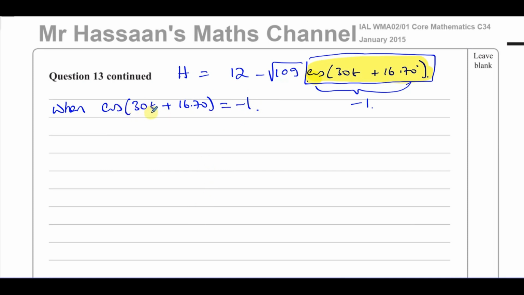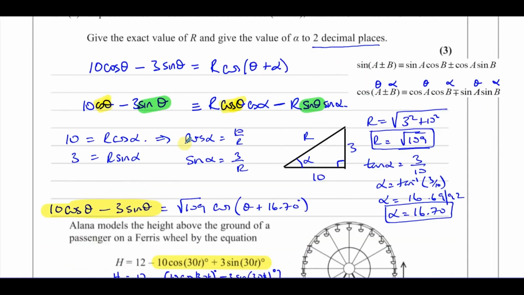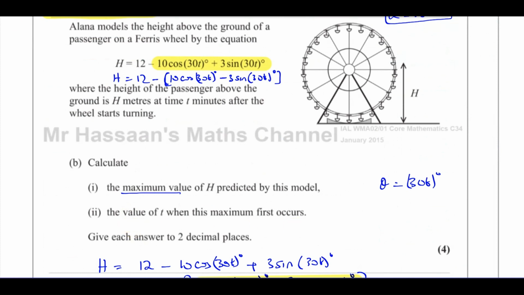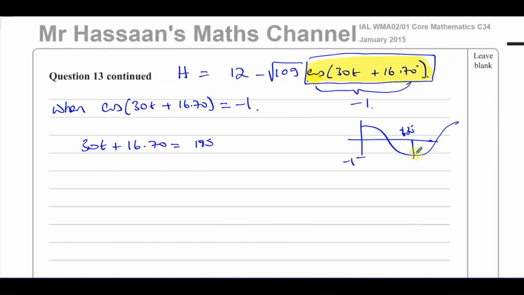So if we find the inverse cosine of negative 1, that's going to give us 180 degrees. As we know, that's the first time it occurs. That's 90, that's 180, 270, 360. So that's when you get negative 1. So we can say that's when the angle 30t plus 16.7 is equal to 180 degrees. And it's asking us for the value of t when the maximum first occurs. So first occur, okay, at this point here, it's going to occur again down here later on, but we're not concerned about that. We're concerned about when it first occurs. That's when the angle here is 180. So that's equal to 180.